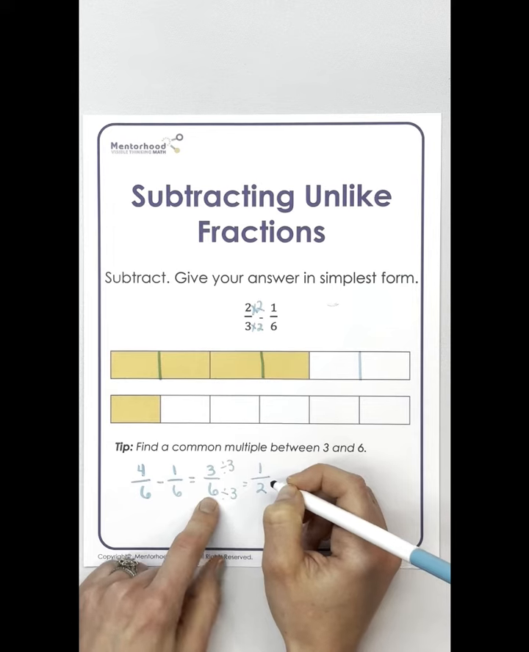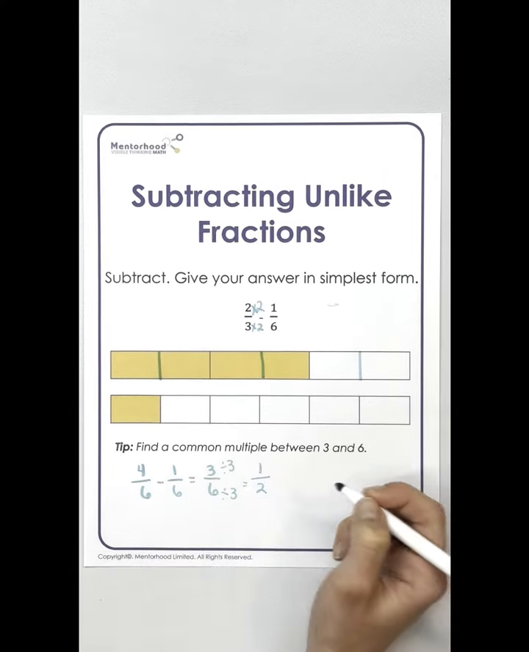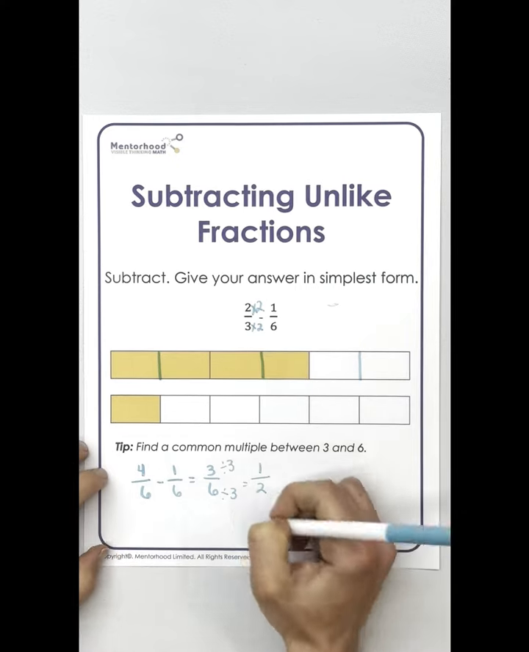If you have 6 of something total and 3 of them are blue and 3 of them are red, then that's half are blue and half are red. Okay, so that's your answer, 1/2.